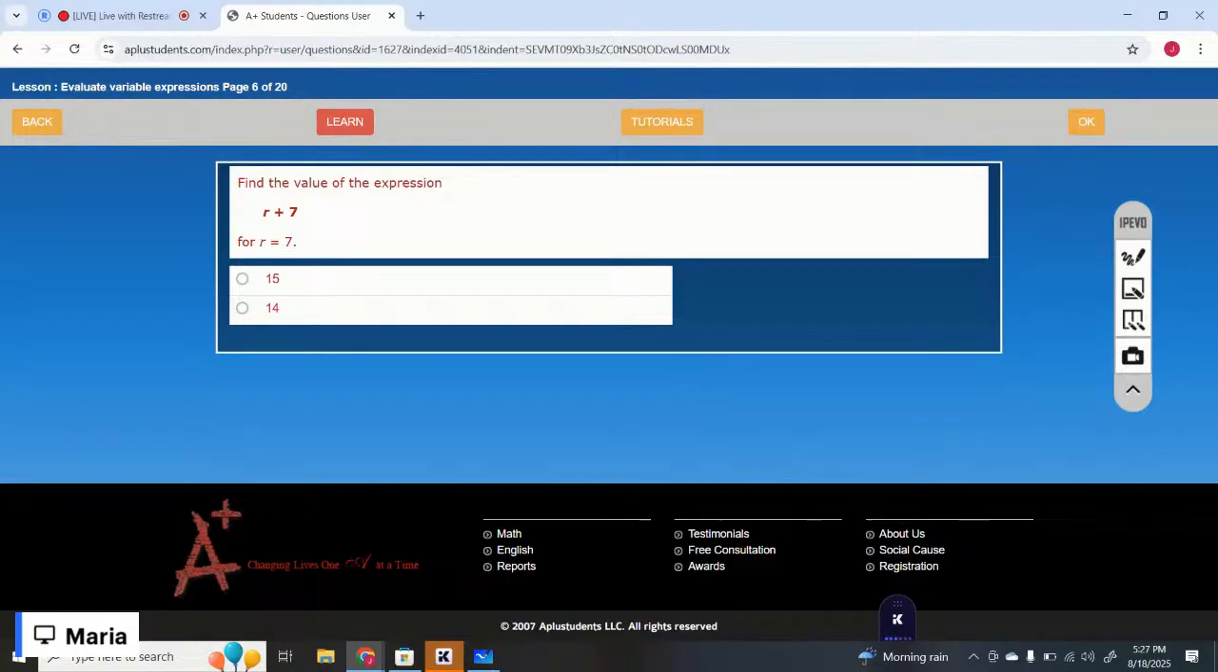Find the value of the expression r plus 7. That is 7 plus 7. So the correct option is 14. Option number 2 is the correct option.